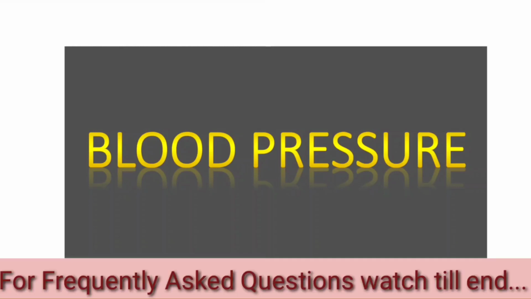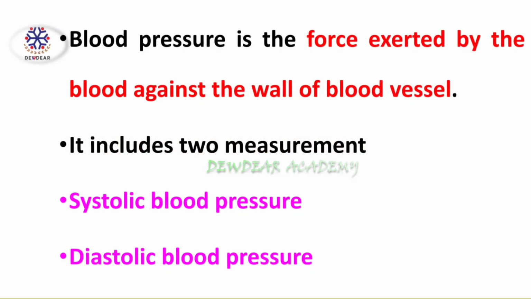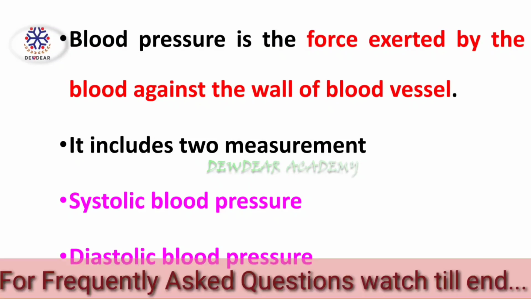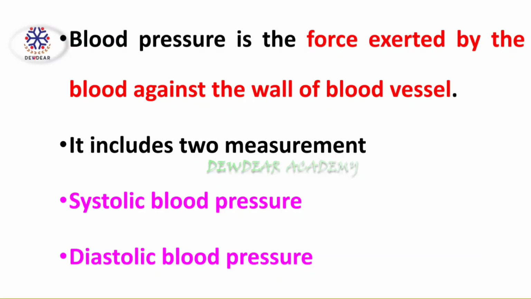So what is BP? Blood pressure is the force exerted by the blood against the wall of blood vessels, and it includes two measurements, that is systolic blood pressure and diastolic blood pressure.